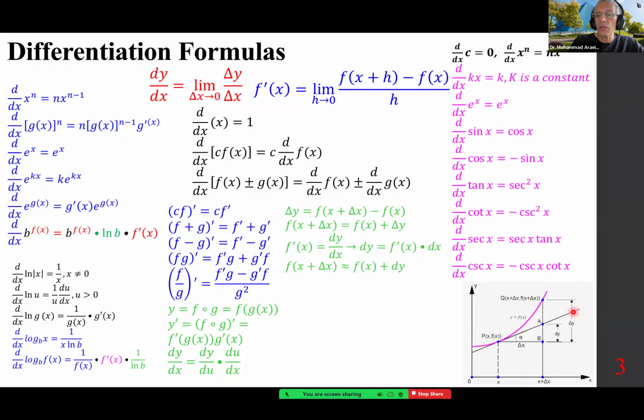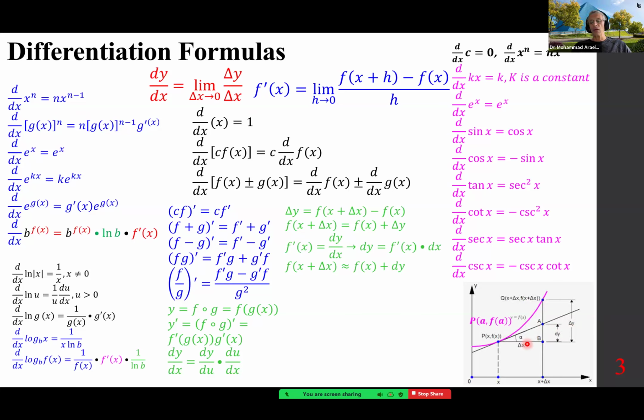notice delta y, the rise along the curve, dy along the tangent line. They are not the same, but it can approximate that. The smaller the delta x, the better this approximation.